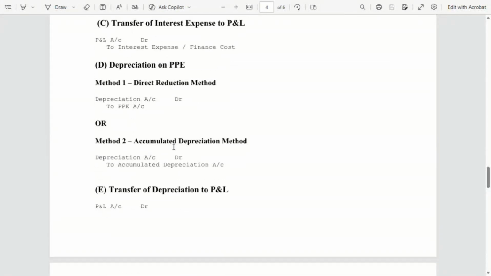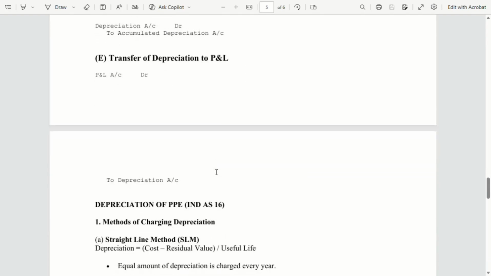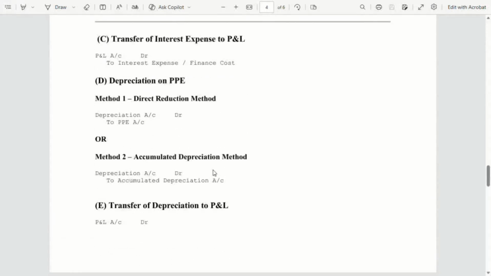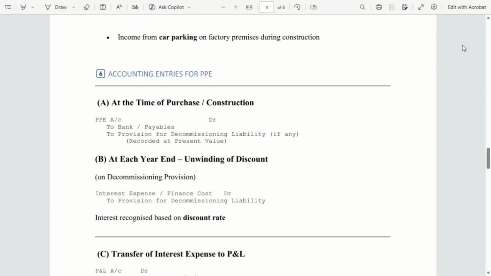Then to record depreciation, there are two methods. First, we can directly charge it to the asset. Next, we can charge it to the accumulated depreciation. Then later we can set off with the asset. So these are the two methods which we can use for charging depreciation.